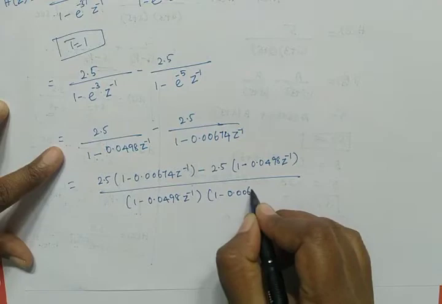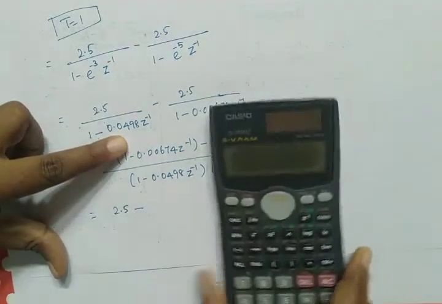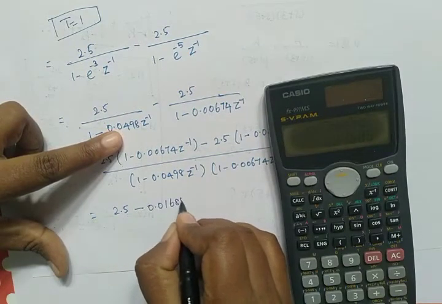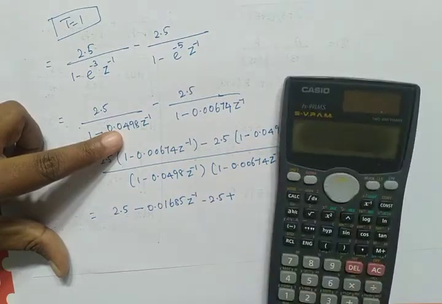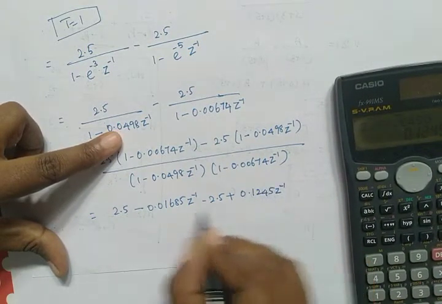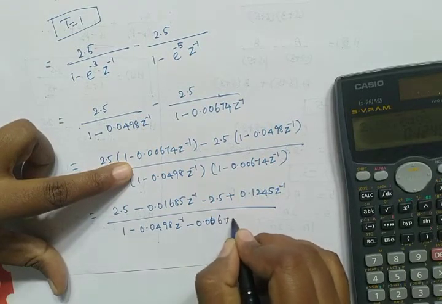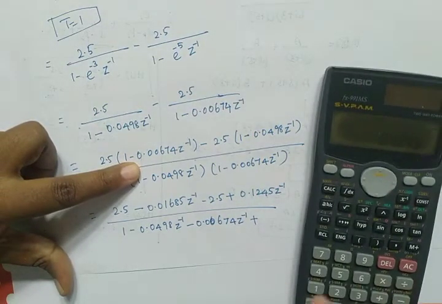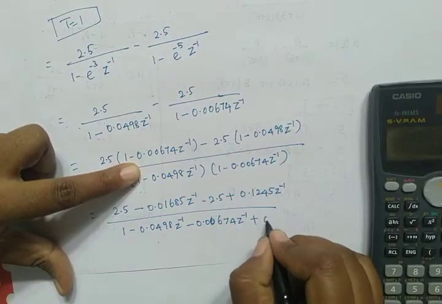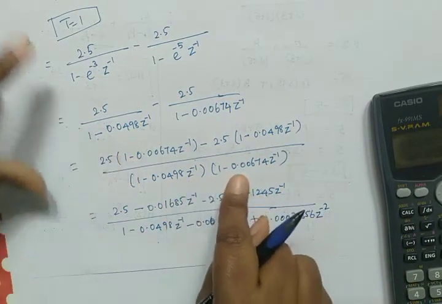into 1 minus 0.00674 z inverse. Therefore, which is equal to, now multiply this 2.5: 2.5 into 0.00674 is equal to 0.01685 z inverse, minus 2.5, minus into minus plus, so 2.5 into 0.0498 is equal to 0.1245 z inverse, the whole divided by 1 minus 0.0498 z inverse minus 0.00674 z inverse, so minus into minus would be plus 0.0498 into 0.00674 is equal to 0.0003356 z power minus 2, because here we have z power minus 1 and here we have z power minus 2.